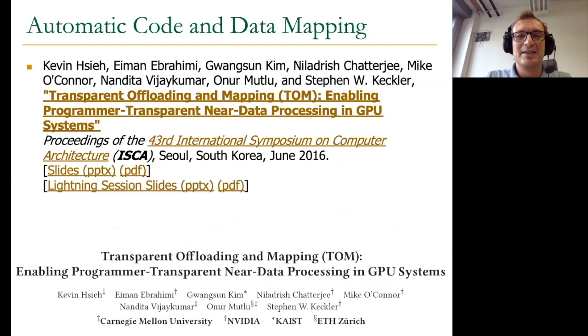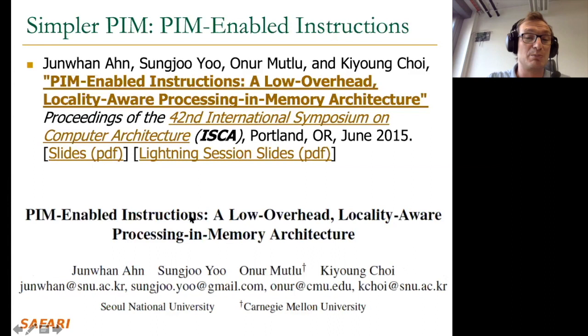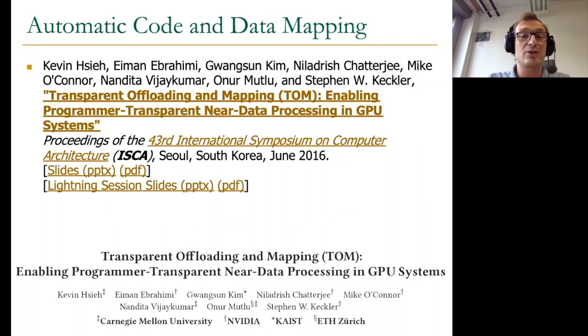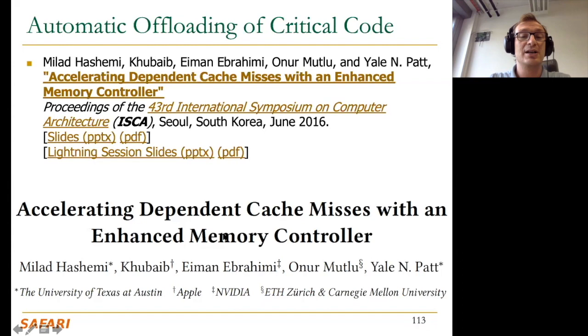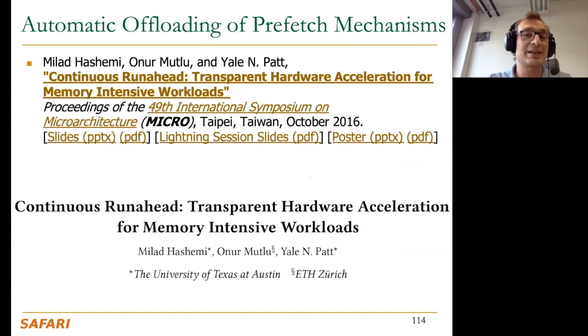Okay, so there are other issues that I'm not going to go into a lot of detail on. For example, automatic code and data mapping is important. Automatically generating PIM-enabled instructions is important, I think. There needs to be more work in that area. Automatically offloading critical code, like things that do traversals of cache misses, dependent cache misses, like pointer chasing structures, is important. Basically, doing things automatically is important, and these works actually are examples of automatically doing things. And that's important for adoption, I think.